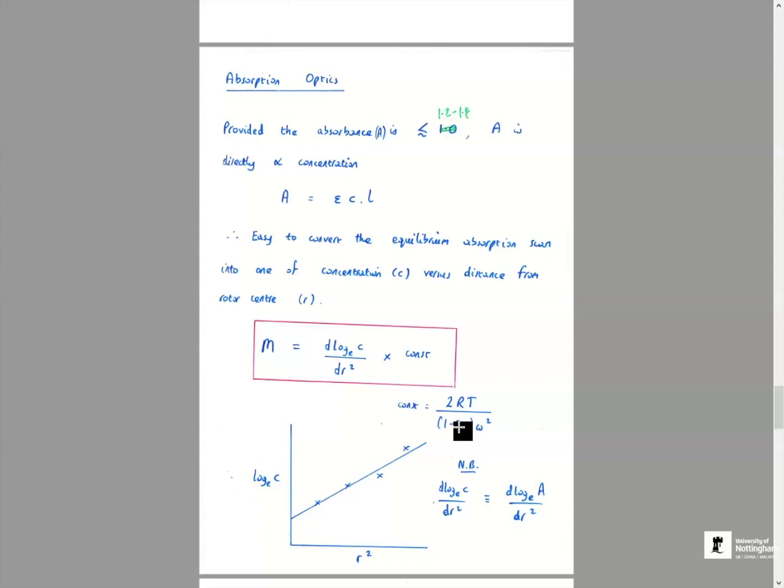So 0.73, 0.74, and rho is the density of the solvent, which is about 1 normally. And omega squared is the angular velocity squared. Omega is 2 pi over 60 times RPM. So log C versus r squared gives M. Note that d log C / dr squared is the same as d log absorbance / dr squared. Why is that?